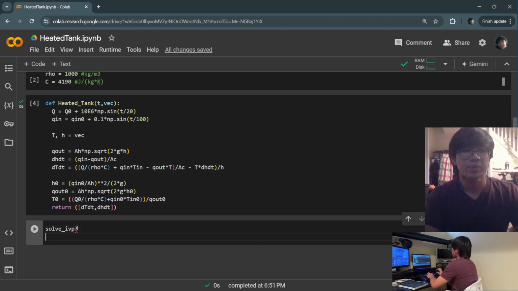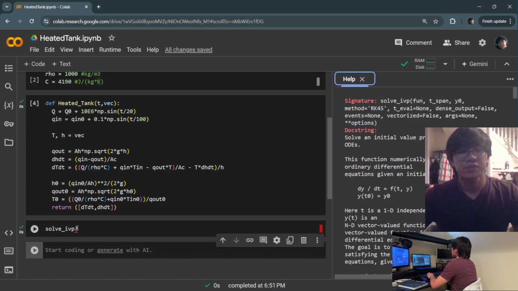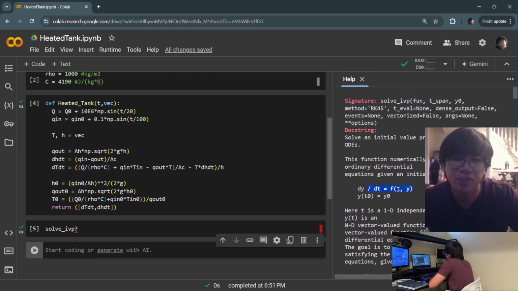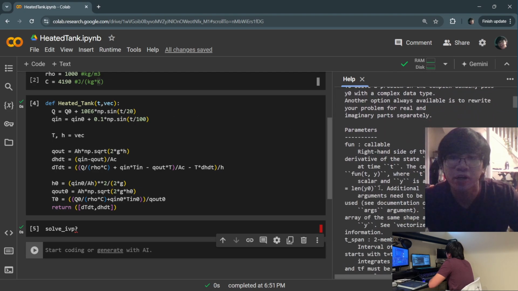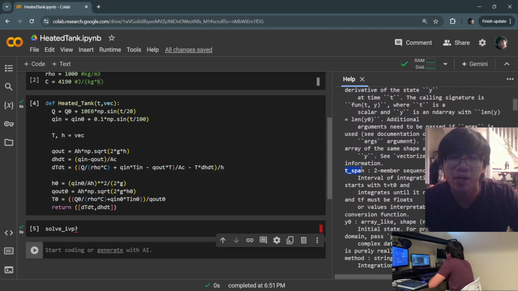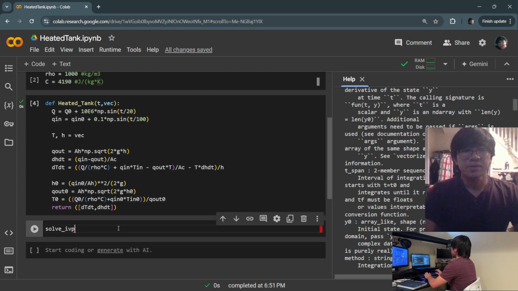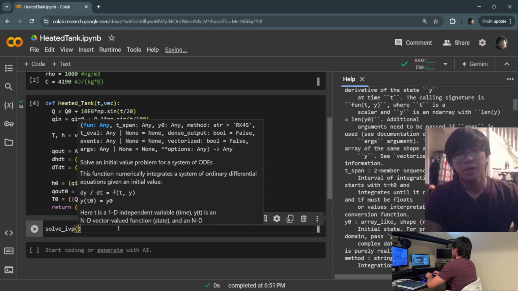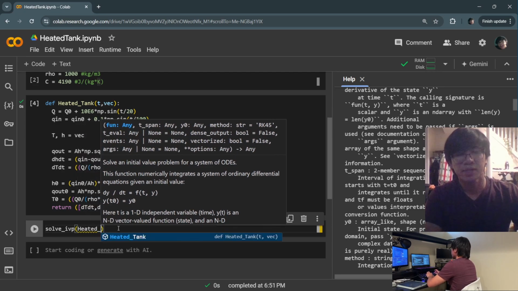What does it want from us? If you actually do a question mark next to the function, it'll give you the helpful documentation page. This is asking us for a function, which we did. We defined our vector, y, and then t, our independent variable. So we want to put in the function first, our time span, and then our initial values. So let's do something like our function, heated tank.